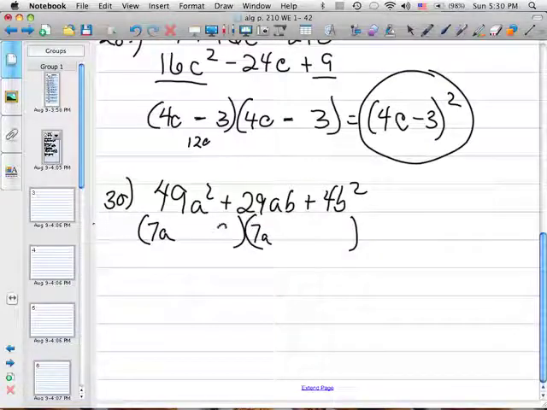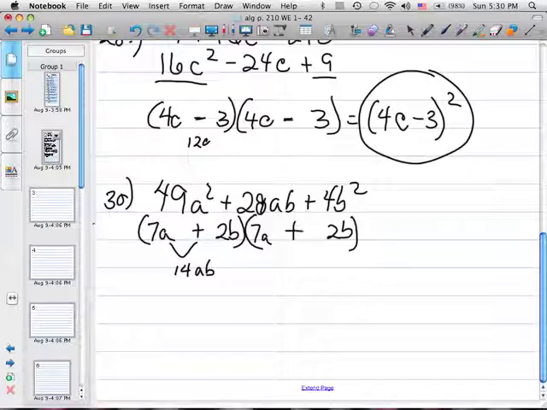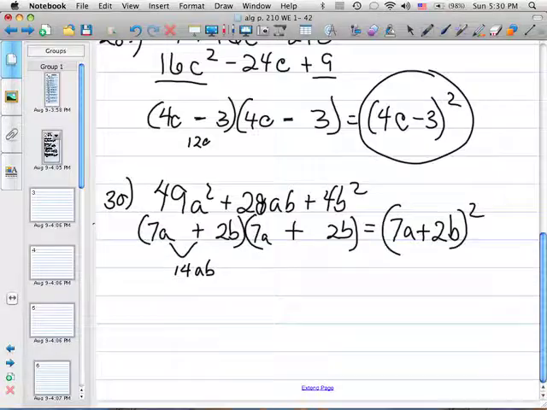4b squared is a perfect square. That's 2b. This gives me 14ab. And the middle is 28, that's double it, and it was plus. So I have a perfect square trinomial, 7a plus 2b quantity squared.